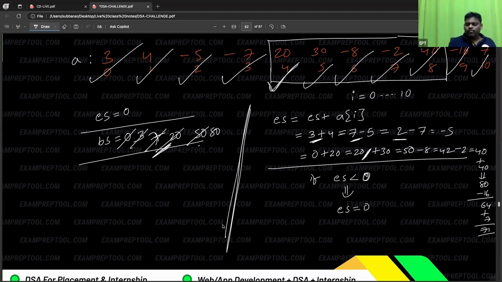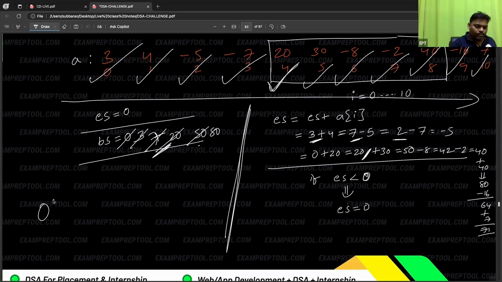Otherwise, it doesn't update. More than this, what is needed? One scan, order of n. One while loop may be done. More than that, nothing there. Two variables, ES and BS, two variables are there. Right, fine. I hope everyone got it.